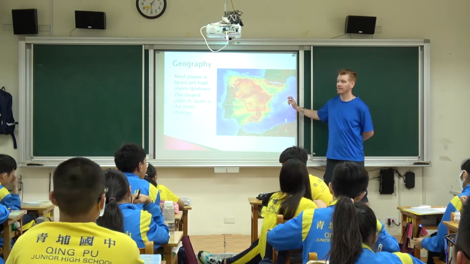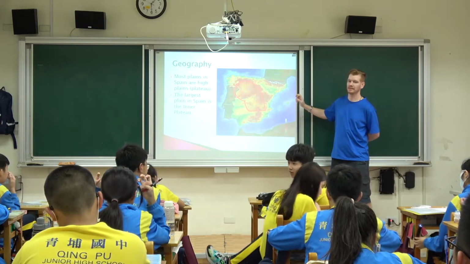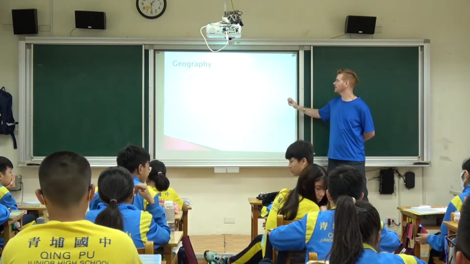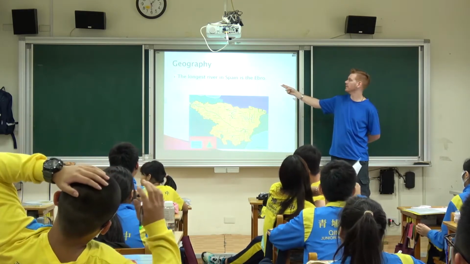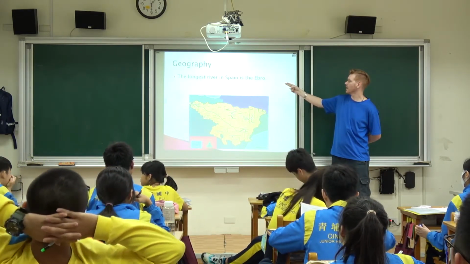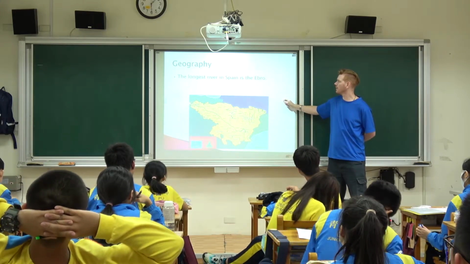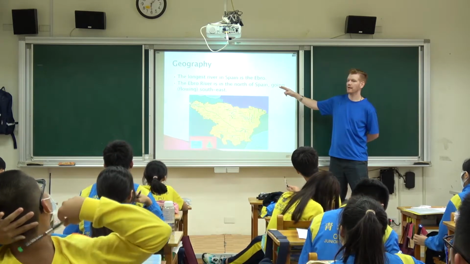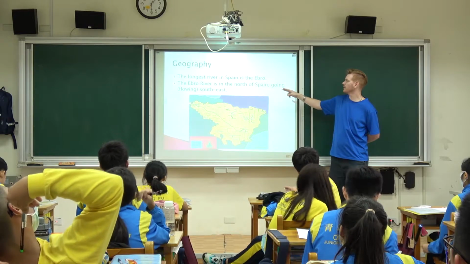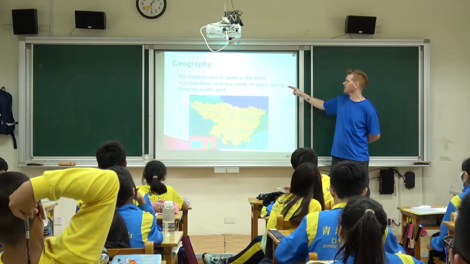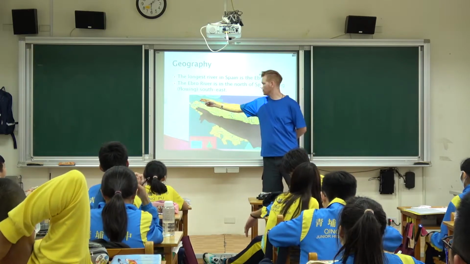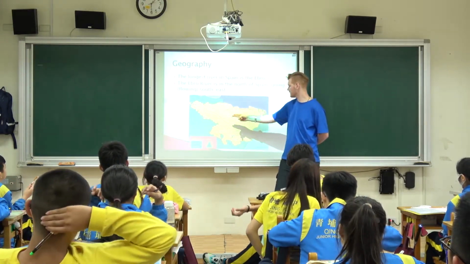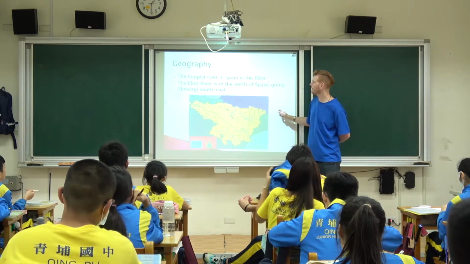Okay. The Ebro is the river in the north of Spain, going southeast. So here it is. In the north, going southeast.